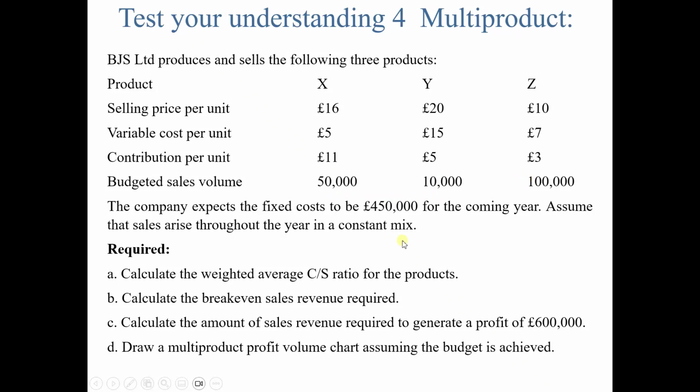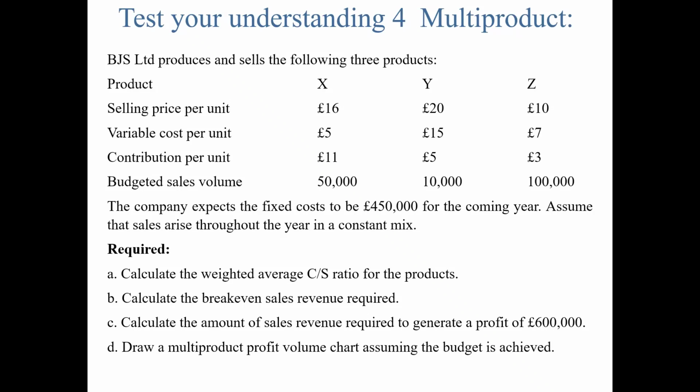The company is expecting that the fixed cost will be 4,50,000 for the coming year. No matter whether you are producing one product, two products, or three different products, or whether you are producing more or less quantity of each, the fixed cost remains fixed. It is independent of the number of units produced or the number of products produced.